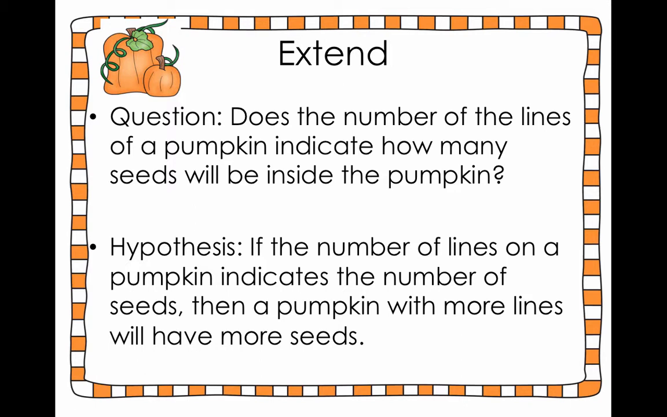So we're going to have students make a hypothesis. And again, we want the students to say if the number of lines on a pumpkin indicates the number of seeds, then a pumpkin with more lines should have more seeds. And that's what we're actually testing. We are changing the number of lines between pumpkin A and pumpkin B, and then we're going to have the students count the number of seeds on the inside. So this is our hypothesis here, and that's the question we're testing. Does the number of lines on a pumpkin indicate how many seeds will be inside the pumpkin?